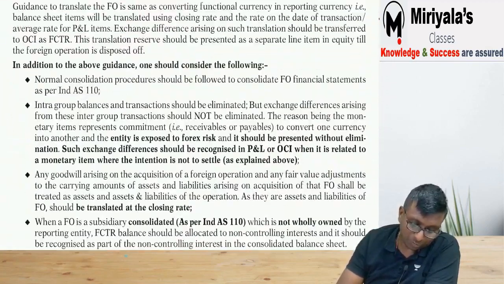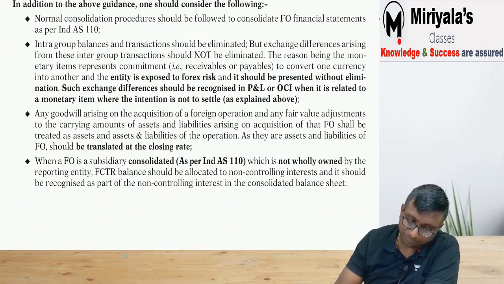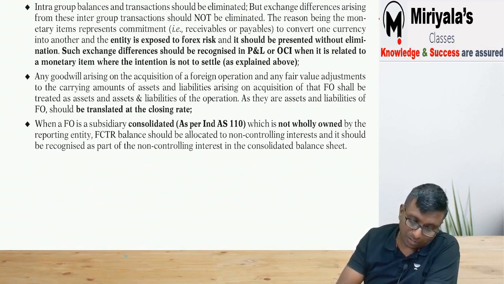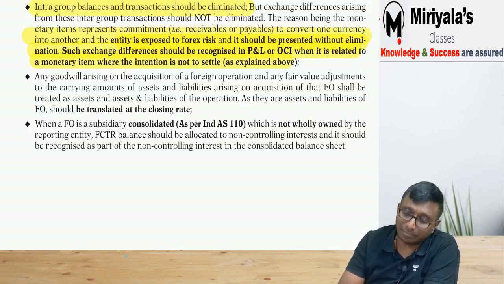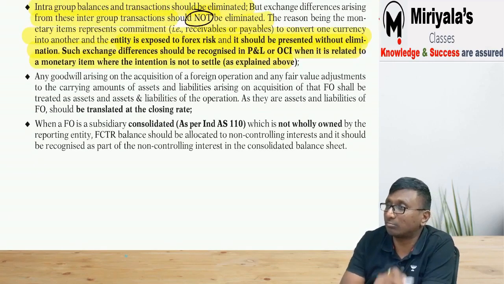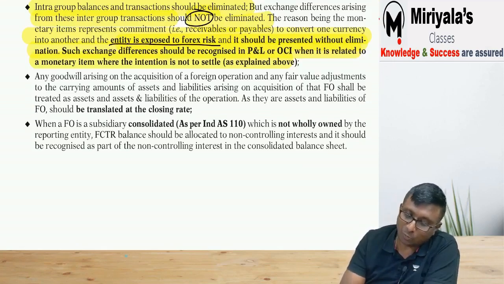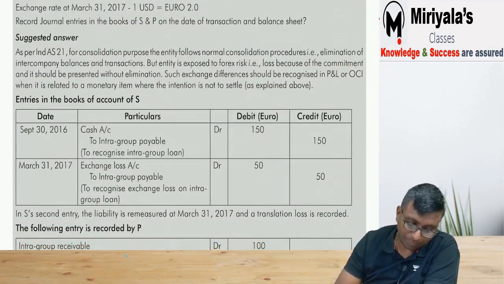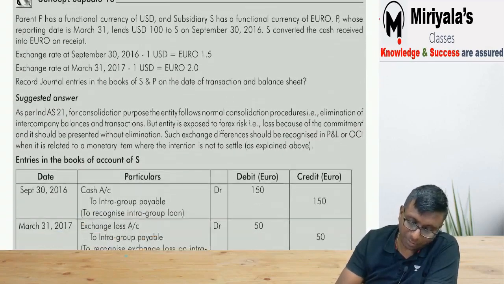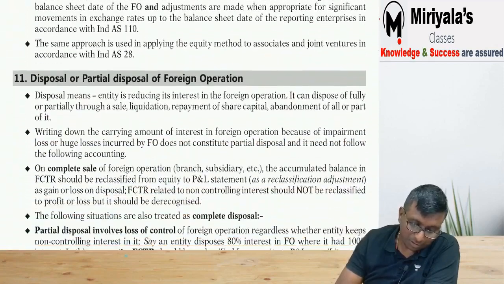Now look at this, my dear. Next one: translation of foreign operation. We already told this point. Just read this. Correct? See, intra-group balances are going to be eliminated. But exchange differences arising from the intra-group balances should not be eliminated. We spoke and you wrote it in the balance sheet, right? Why? Because the entity is still exposed to foreign currency risk. That's why it should be presented without any elimination. Correct. Now the rest of the things are normal. This is an easy one. I don't need to explain it to you. That's why I'm not discussing it.